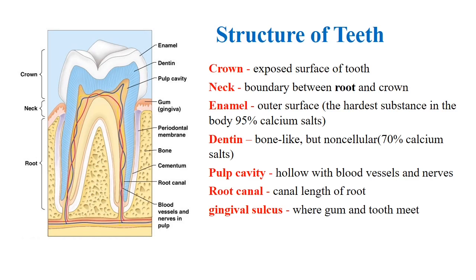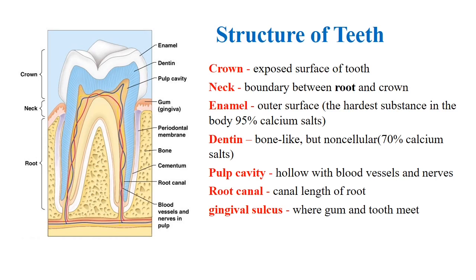First one is the crown, that is the exposed surface of the tooth, and then the neck, that is the boundary between the root and crown. Then the enamel, that is the outer surface, which is the hardest substance in the body, that is 95% calcium salt. Then the dentin, it is a bone-like structure but non-cellular, 70% calcium salt. Then the pulp cavity, it is hollow with blood vessels and nerve supply.